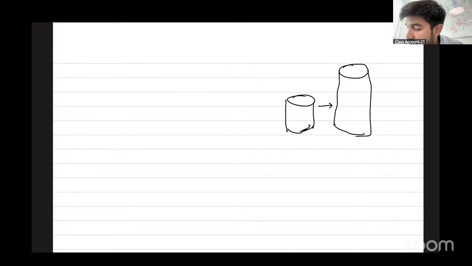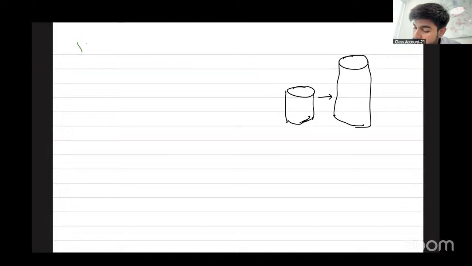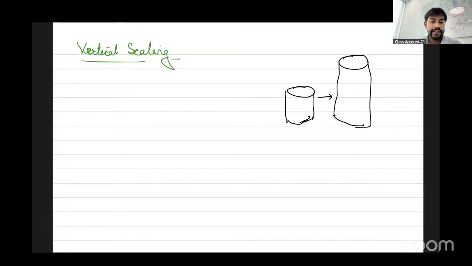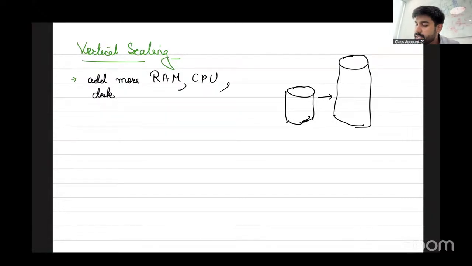And this thing of increasing the specification is termed as vertical scaling. Okay, we have vertical scaling. What does that mean? Just as the name suggests, we have taken the example of a phone. This is just like adding more RAM, CPU, or disk space.